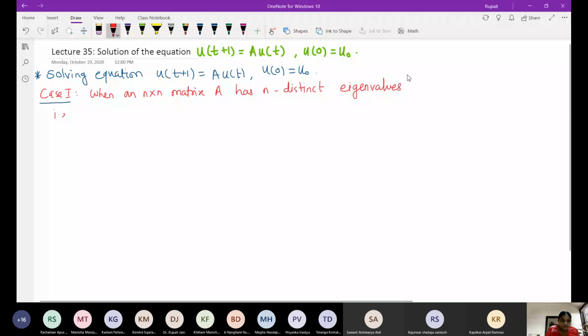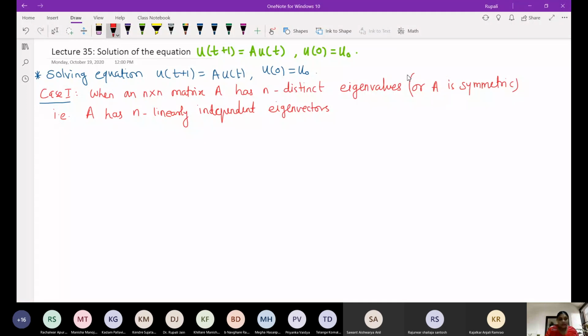Yes. It has n linearly independent eigenvectors. So when an n by n matrix A has n distinct eigenvalues, or A is symmetric, we have to see how to solve this equation 4.4.